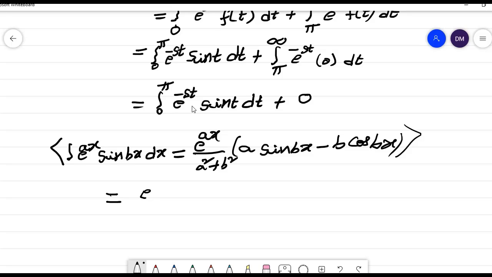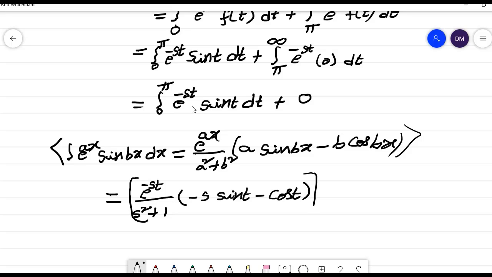So by using this formula, the value of the above integral is e power minus s t by minus s whole squared, which is s square, plus 1 square, into a, which is minus s, into sin t, minus b, which is 1, times cos t. The limits are 0 to pi.